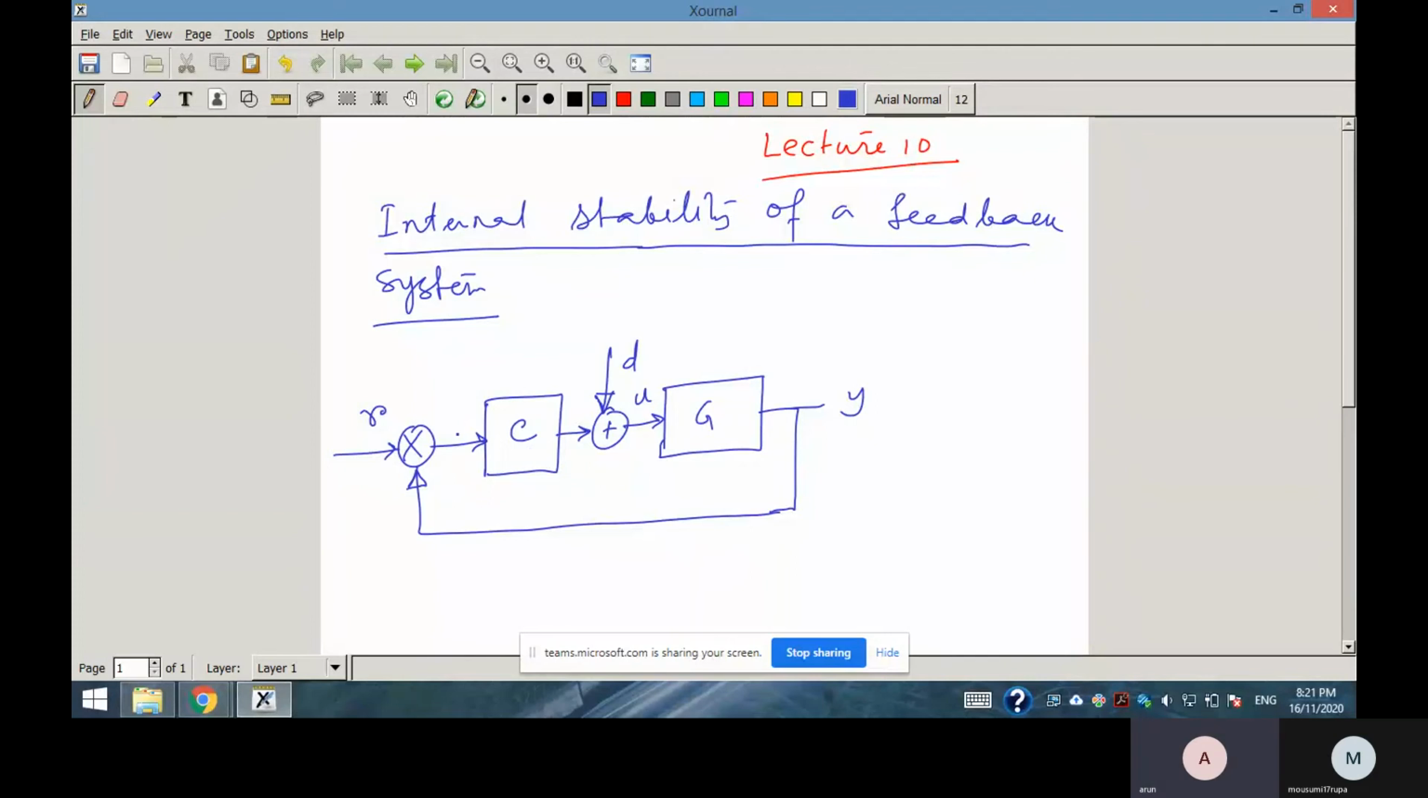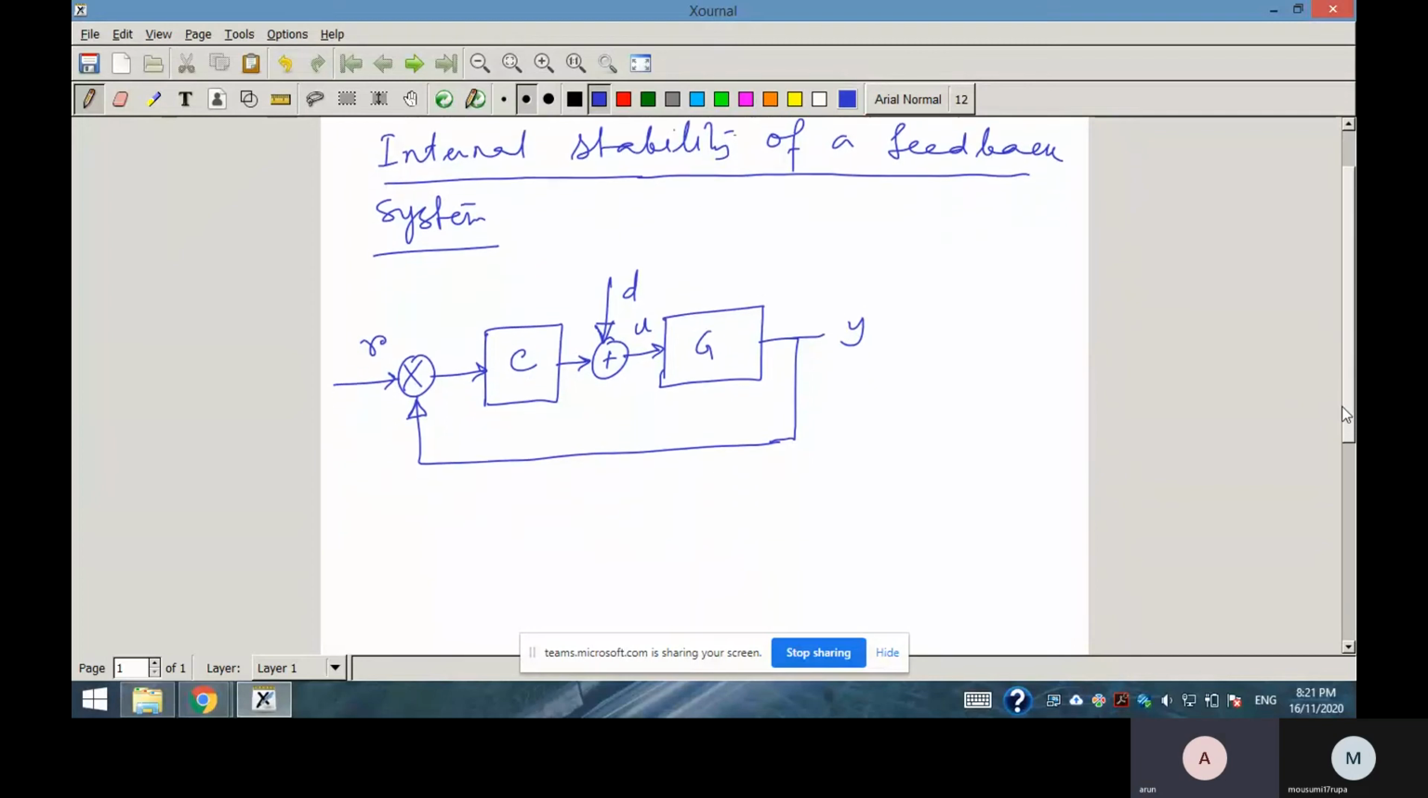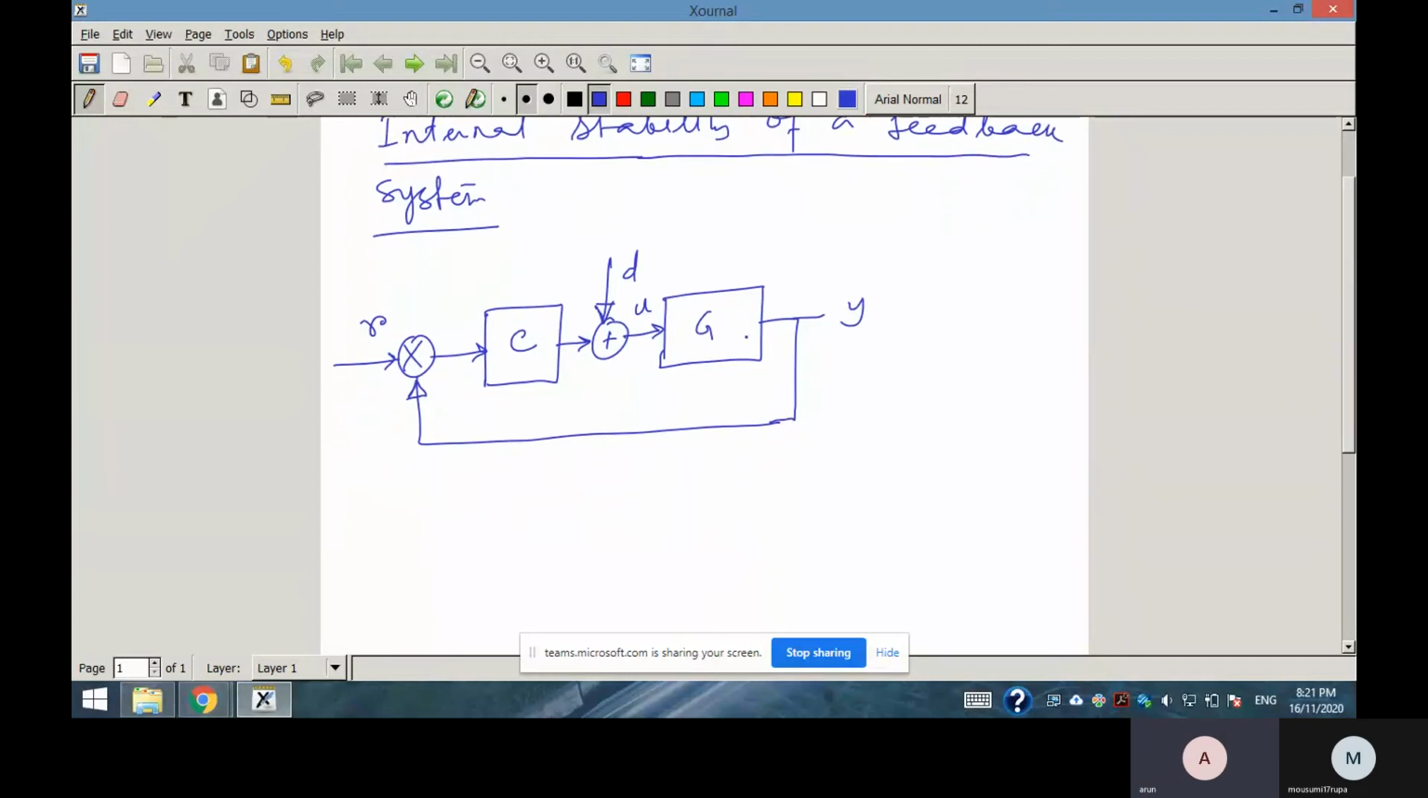Okay. So now this feedback system is said to be internally stable if all the internal signals are stable. So here, what do internal signals mean? Transfer functions like Y to R. So how many transfer functions will we get? Y to R, D to Y, then D to U, R to U. So these are the transfer functions you will get.